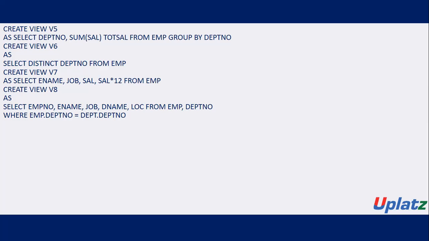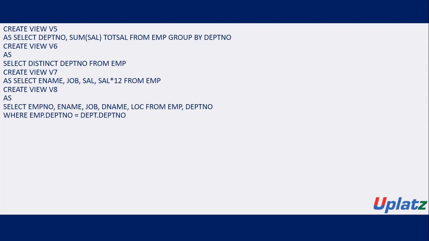So this is one example for the complex view. What we are doing here, we are writing a query to create a complex view here. And what columns we are using? We are using department number, and here we are using the aggregate function, that is sum of salary.